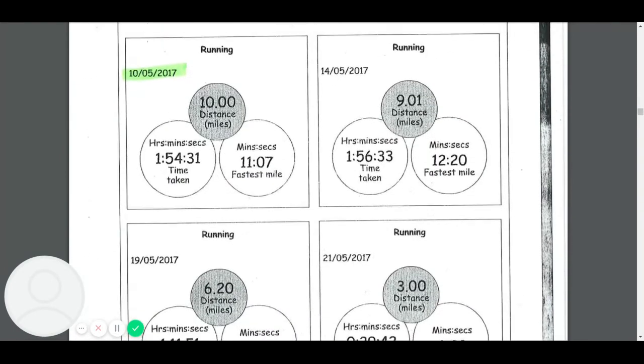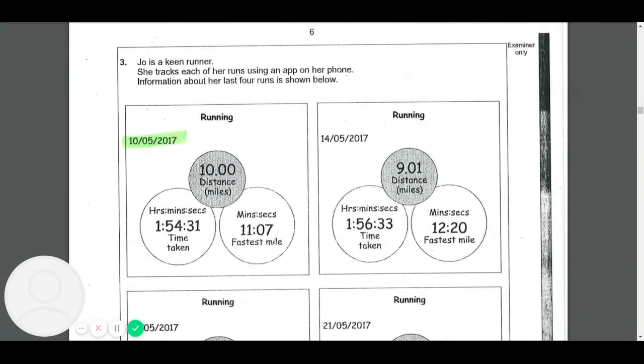Right, so then what have we got here? Jo's a keen runner. She tracks each of her runs using an app on her phone. Information about her last 4 runs is shown below.